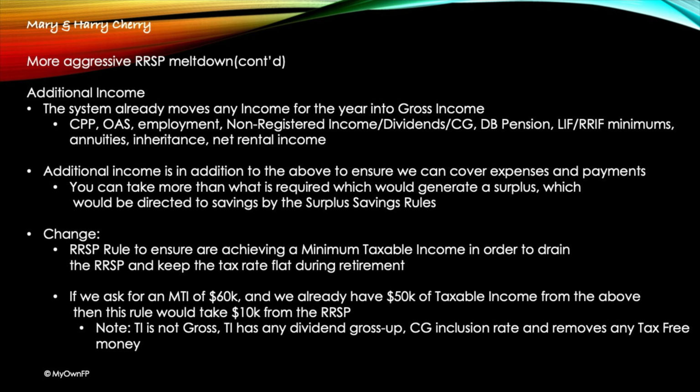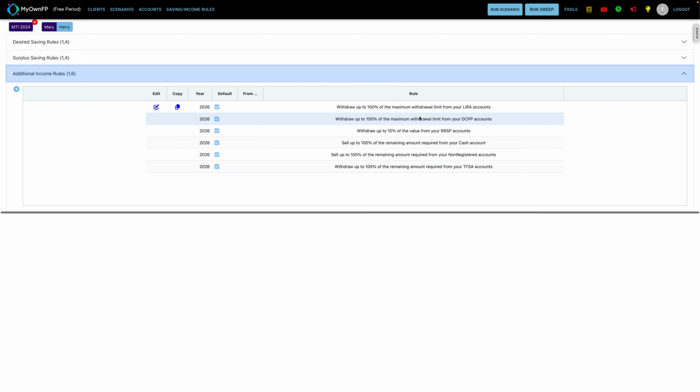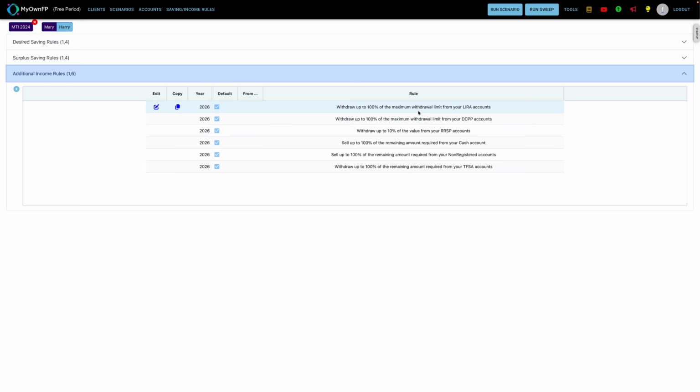And then if we need additional income beyond that amount of money to satisfy our expenses, or we just want to take more out to create more of a surplus, then these rules are what are used. So we have money, we looked at our expenses, and we then evaluate how much more money we want to take out after that. For these rules, if you had LIRA or DCP accounts, which both are LIF accounts effectively in the end, once they're converted, then we're going to take 100% of the maximum withdrawal amount from those LIFs. We don't have them in our case.